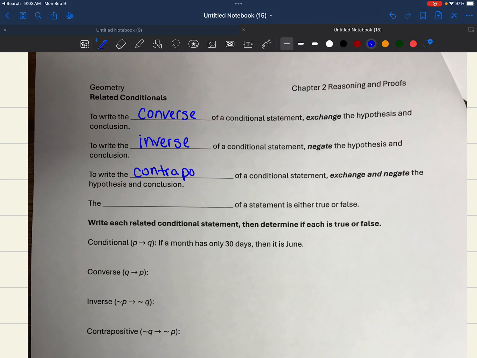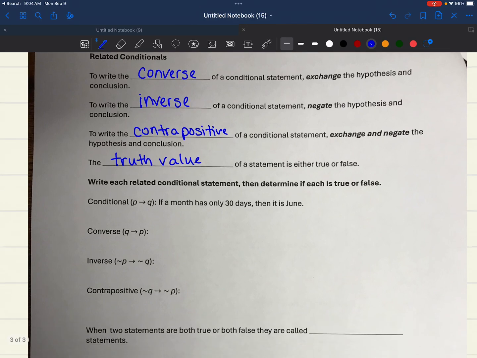And then the last one is going to be the contrapositive. Contrapositive, you both exchange and negate. So you switch the order they're written and you change them to not P, not Q, whatever it may be. And then the last one is the truth value of a statement, which has to be either true or false. You guys know to say if something is true or false.